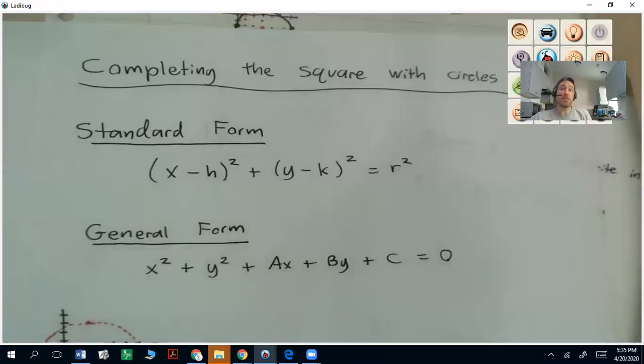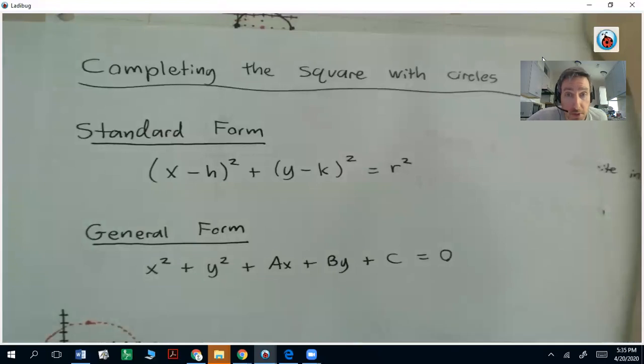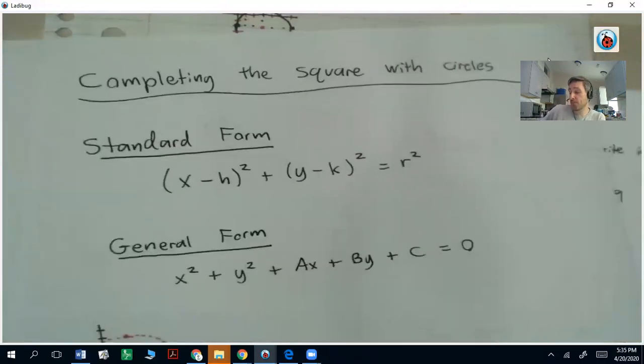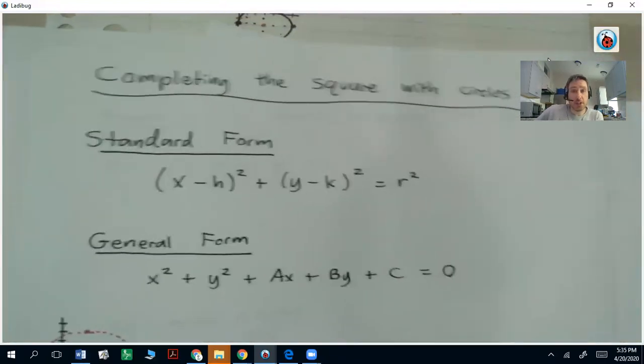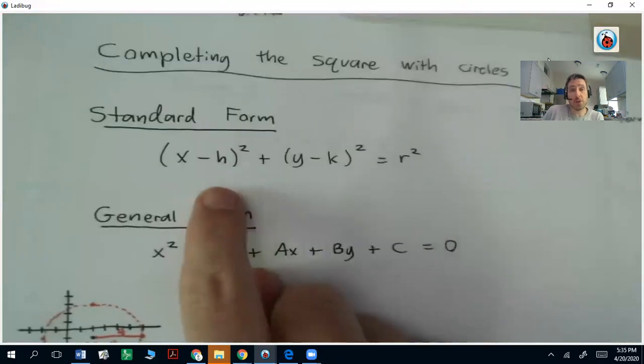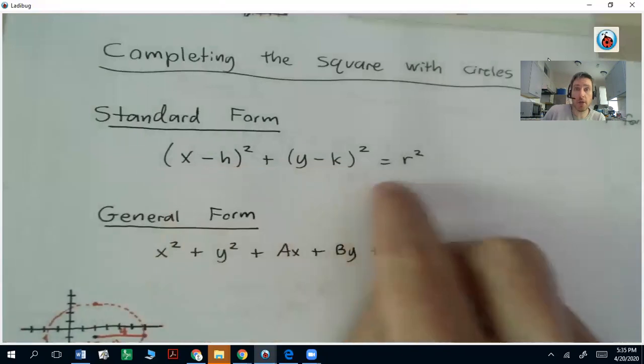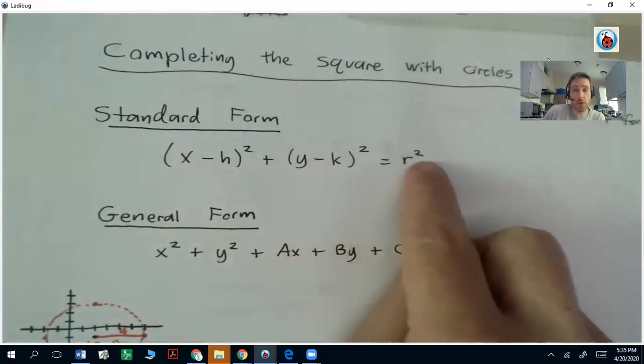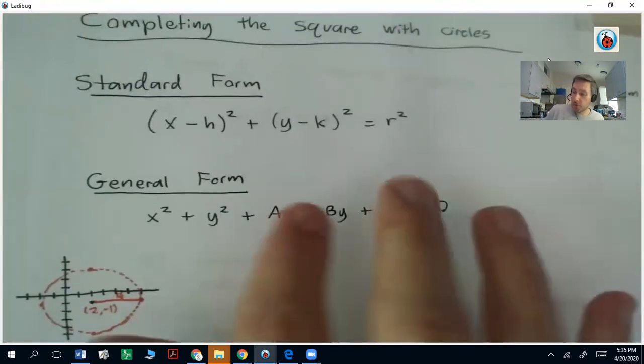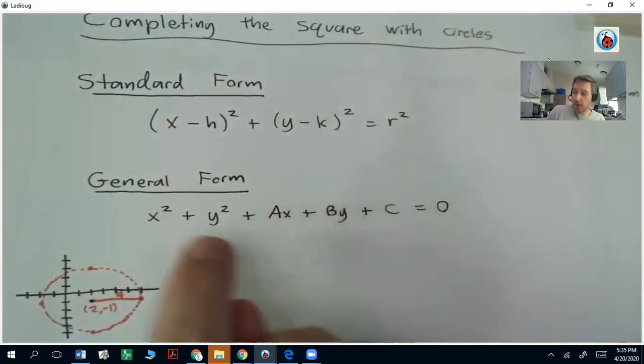All right, today we're going to continue with equations of circles. This time we're going to look at it from a different form. In the previous lesson, you learned about the standard form of the equation of the circle, where it had the center in the parentheses and the radius squared at the edge of the equation. In this case, we're going to modify the equation to get it to look like this.